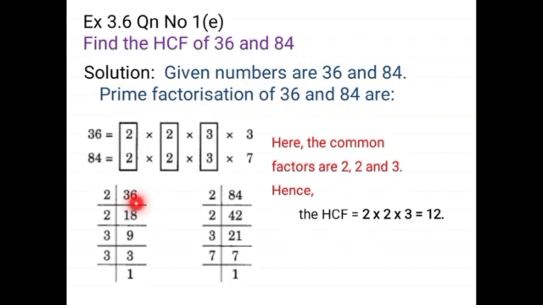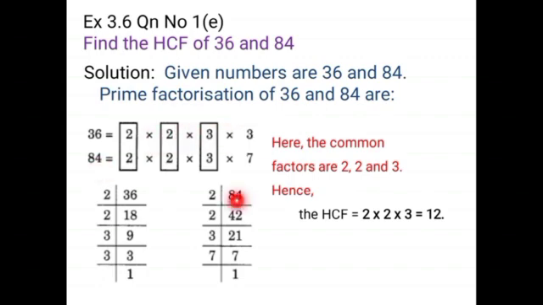36 is divisible by 2. 1 2 is 2, remainder is 1. 16, 8 2s are 16. 18 is divisible by 2. 9 2s are 18. 3 3s are 9, 1 3 is 3. Therefore, 36 can be written as 2 multiplied by 2 multiplied by 3 multiplied by 3.